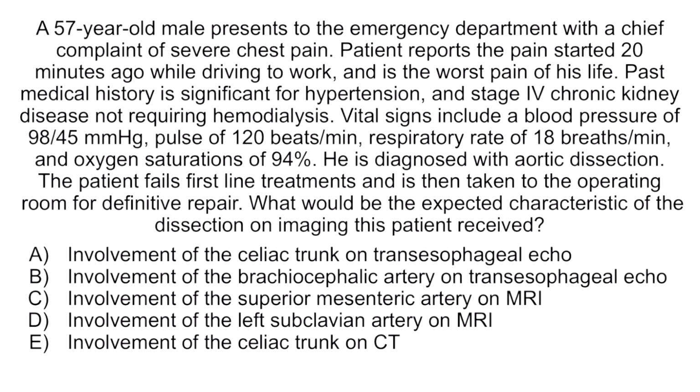A 57-year-old male presents to the emergency department with a chief complaint of severe chest pain. Patient reports that pain started 20 minutes ago while driving to work and is the worst pain of his life. Past medical history is significant for hypertension and stage 4 chronic kidney disease not requiring hemodialysis. Vital signs include a blood pressure of 98/45, pulse of 120, respiratory rate of 18, and oxygen saturations of 94%. He's diagnosed with aortic dissection. The patient fails first-line treatments and is then taken to the operating room for definitive repair. What would be the expected characteristic of the dissection on imaging this patient received?